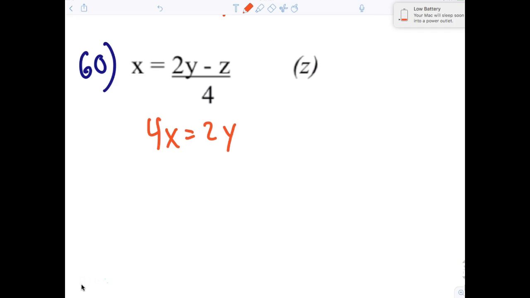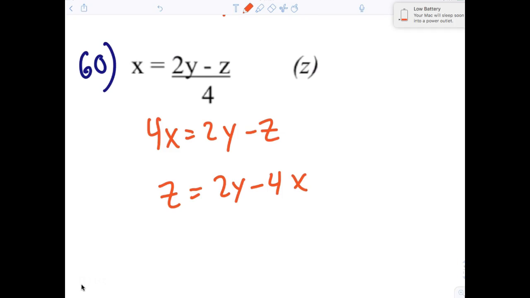4x equals 2y minus z. Now again, this is a good example of I want the z to be positive. So I'm going to move that. Z equals 4x minus 2y over negative 1. Now listen, remember, dividing by negative 1 just means change the signs, okay? You with me? But I prefer that you write it like this. Z equals 2y minus 4x. Anybody have any questions?